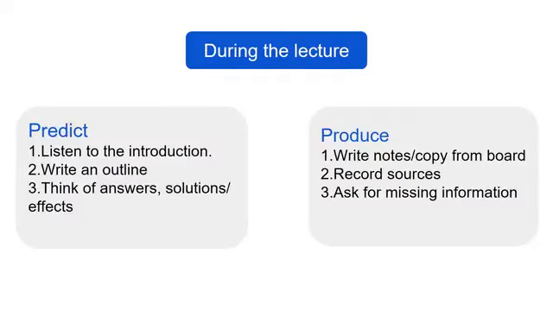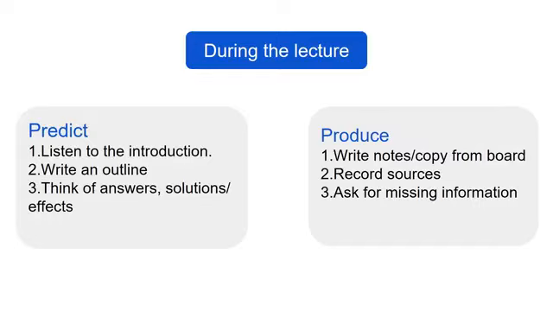Now, what to do during the lecture? First, you have to predict. You listen to the introduction, try to predict the content of the lecture, and then try to figure out what kind of lecture it will be, so you can choose the appropriate form of notes. Then write an outline for the lecture and leave space for notes. Then think of some answers, possible solutions and effects while the lecturer is speaking.